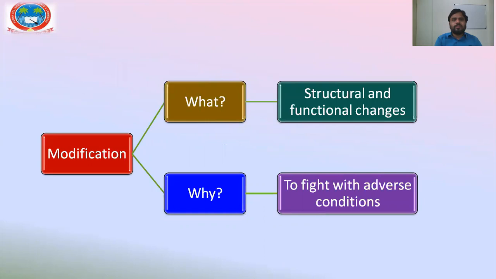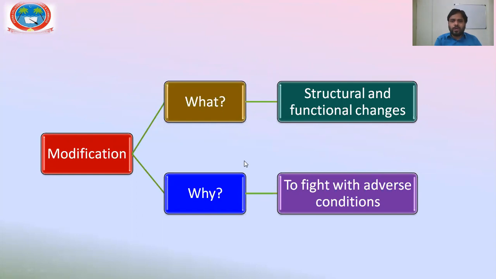So first of all, we'll talk about what is meant by modification and why it occurs in plants. Generally, modification means the structural and functional changes that occur in an organism. If we talk about root modifications, it means changes occur in the root structurally and functionally. That's why it is called modification of the root.